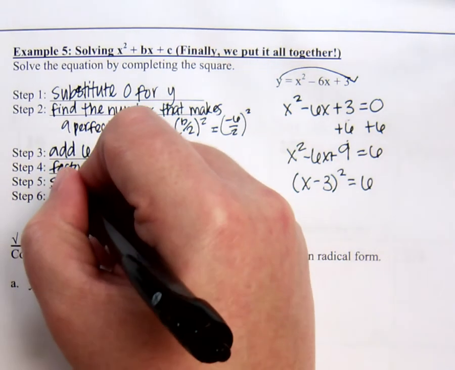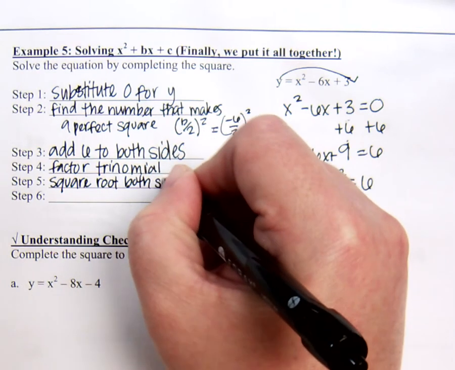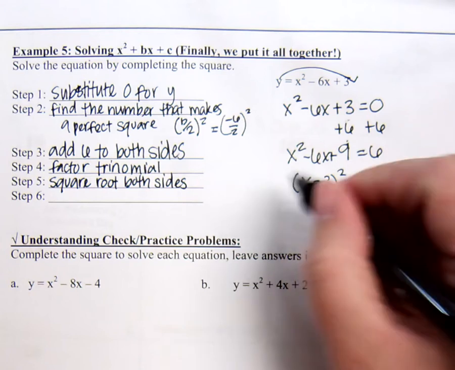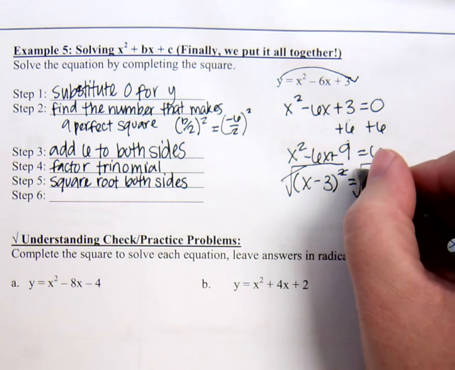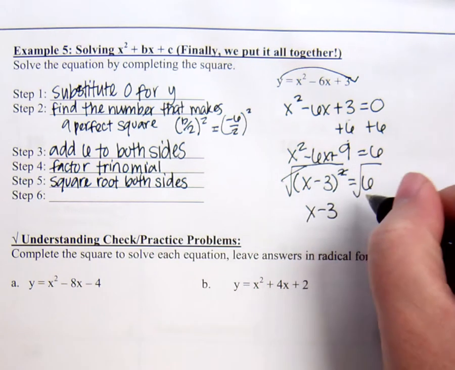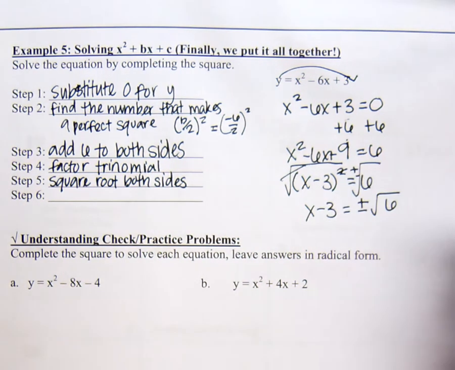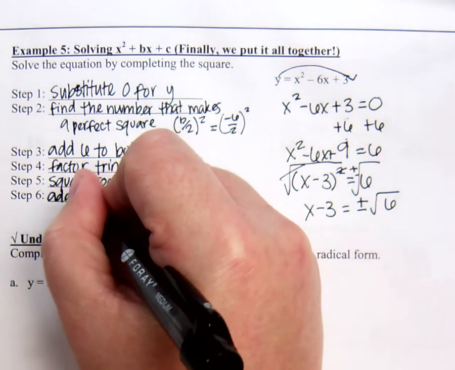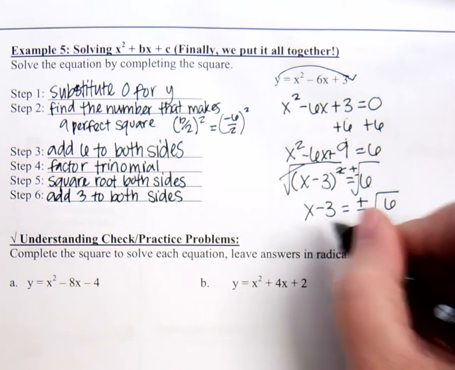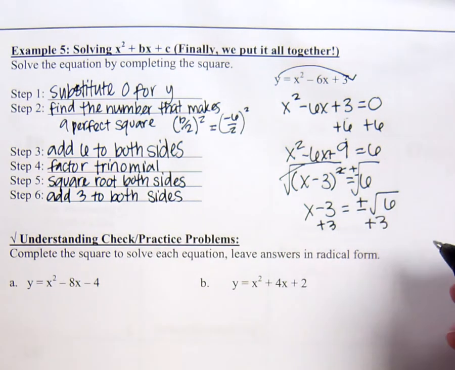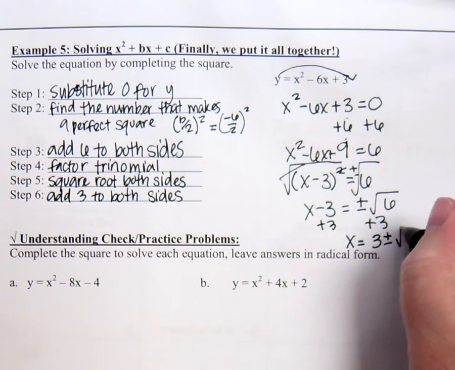Next, we are going to take the square root of both sides. Again, my square and square root cancel because those are inverse operations. So I have x minus 3. And don't forget that this is going to be the positive and negative square root of 6. And then step 6, add 3 to both sides. Because we want x by itself. So add 3, add 3. And that will give me x equals 3 plus or minus the square root of 6.